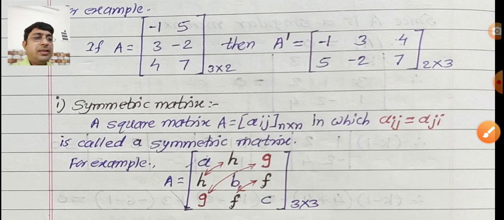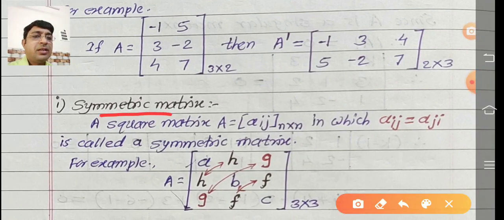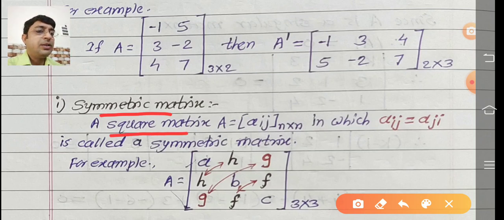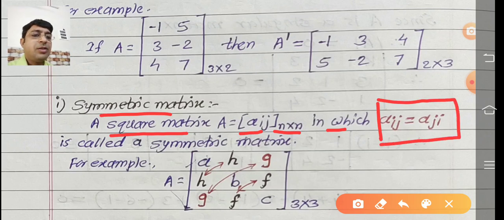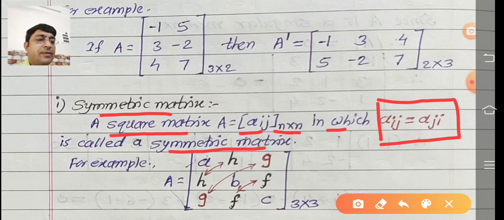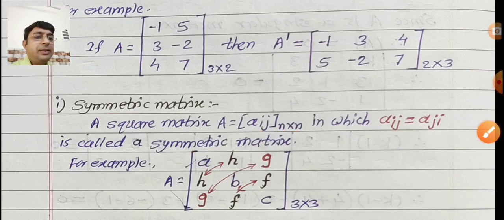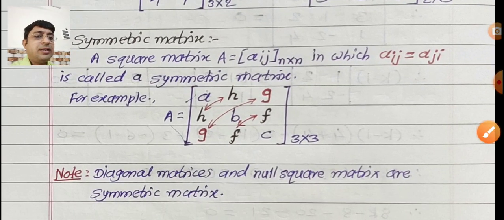Next type is symmetric matrix. A square matrix A is equal to [Aij], having the order n by n because it is a square matrix, so rows and columns are the same, in which an important condition is given here. Aij is equal to Aji is called a symmetric matrix. It is shown in this example.